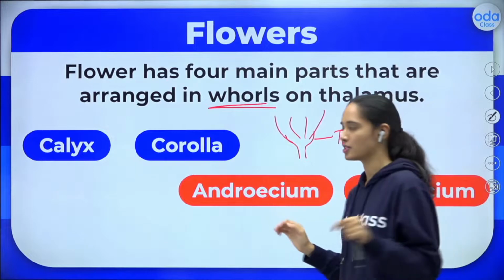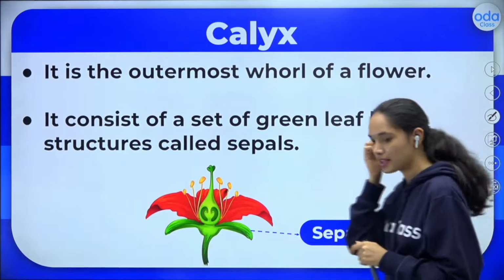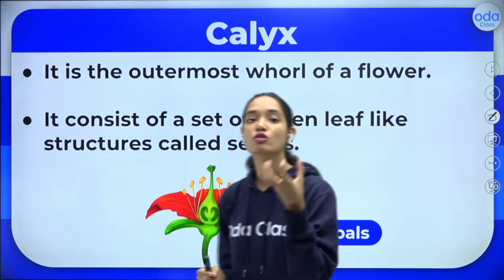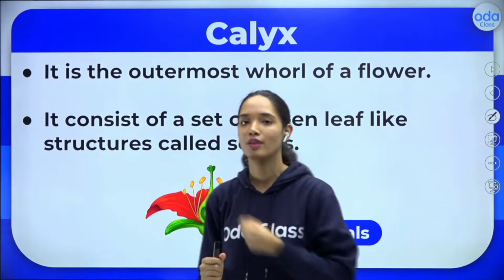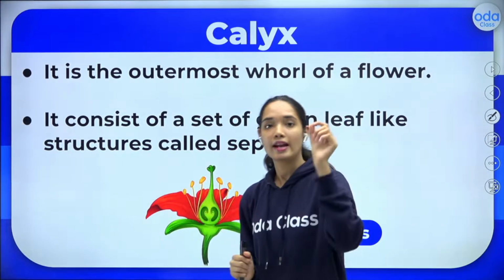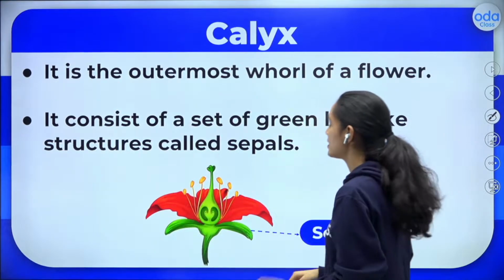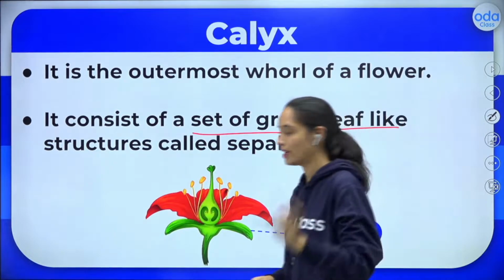Always remember. Okay? So now what is this calyx? It is the outermost whorl of a flower. The first thing that you will see is the calyx. And this calyx consists of a set of green leaf-like structures. Take a note.